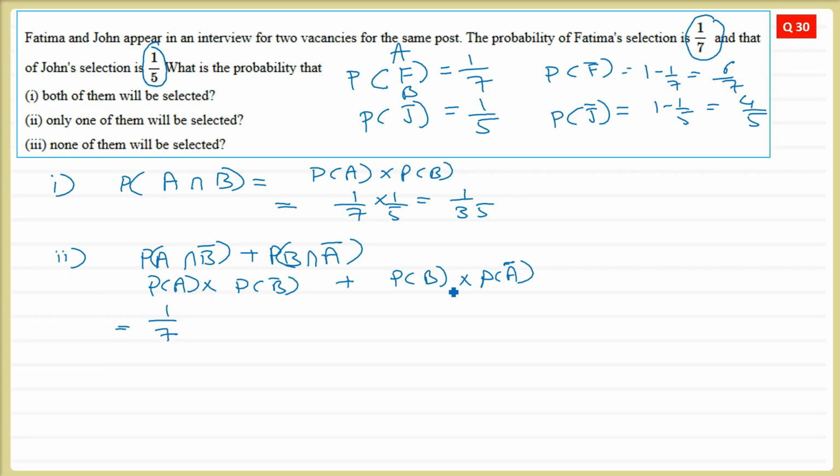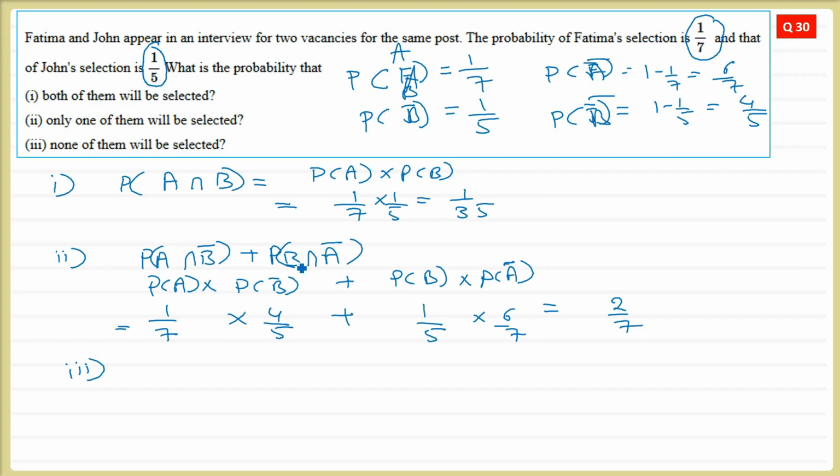So 1 by 7, 6 by 7 for P(A) and P(A bar). P(B) is 1 by 5, P(B bar) is 4 by 5. So just multiply these and add them. So this is going to be 2 by 7. The third one. Now these are A and B. As I told you, this is A bar and B bar.